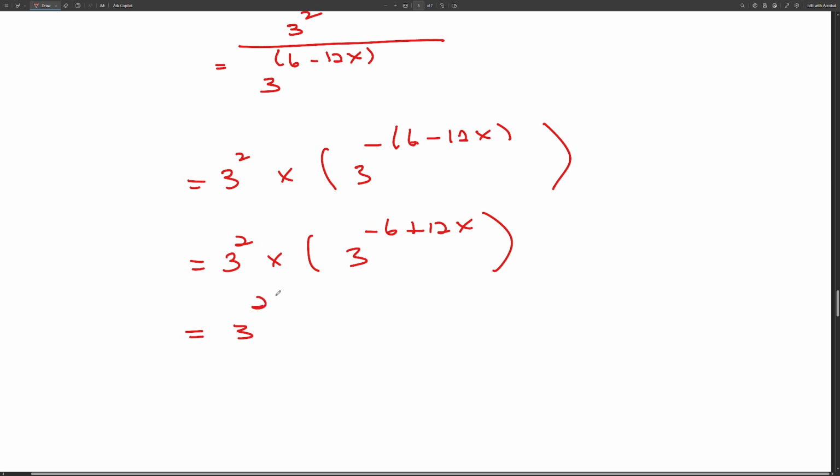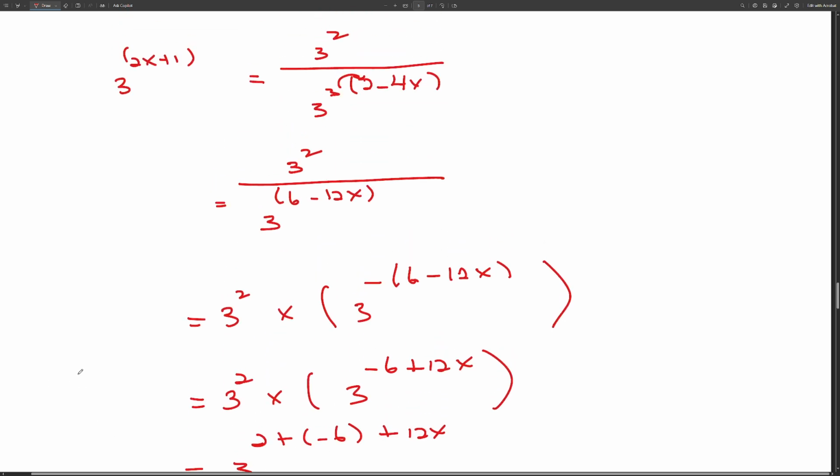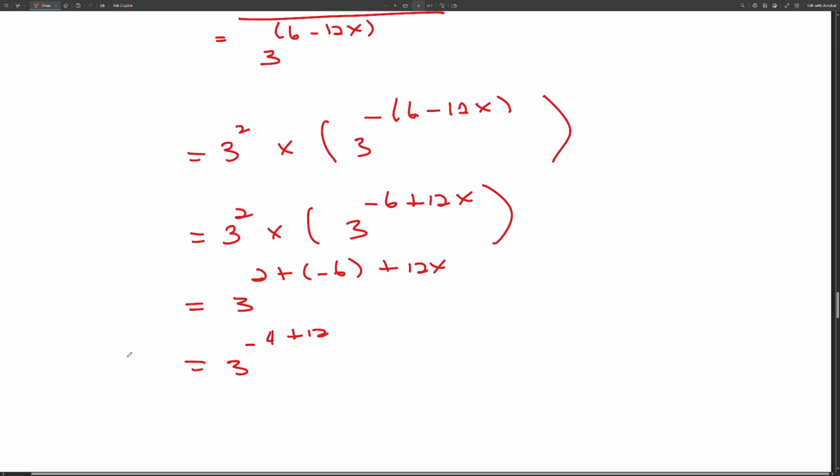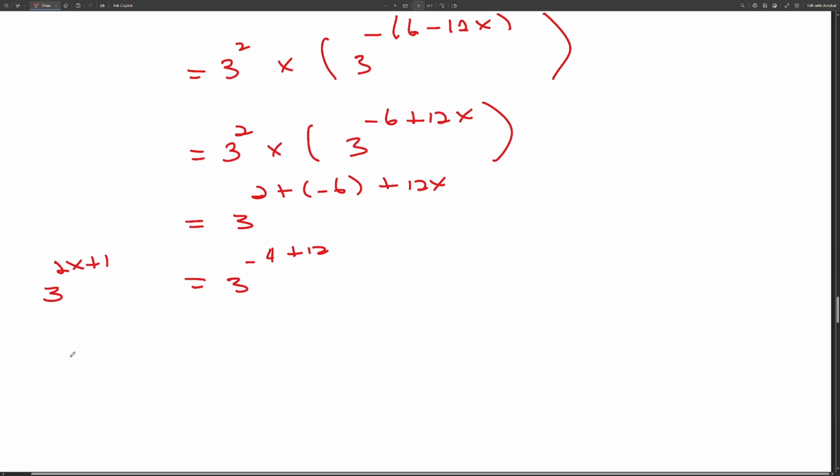So 2 plus negative 6 plus 12x comes 3 to the power of 2 plus negative 6, that's negative 4, and this is just 12x. And of course, remember, all of this is equal to 3 to the power of 2x plus 1. So now the bases are the same, so let me equate the powers. I'm going to say 2x plus 1 is equal to negative 4 plus 12x. I forgot my x here.